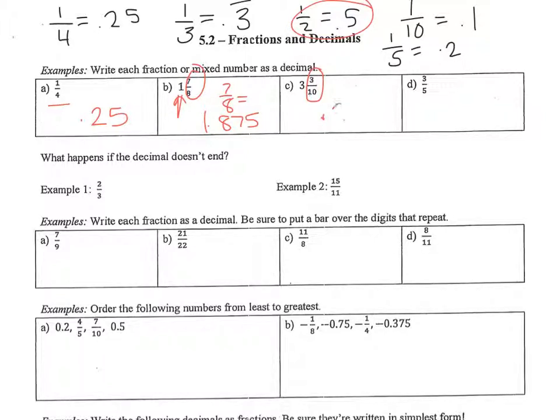This one, 3/10. 3/10 is 0.3. So then we write this 3 in front. So it's 3.3. And then D, 3/5. Well, we know that 1/5 is 0.2. So 0.2 plus 0.2 plus 0.2 is 0.6. So here are our answers.